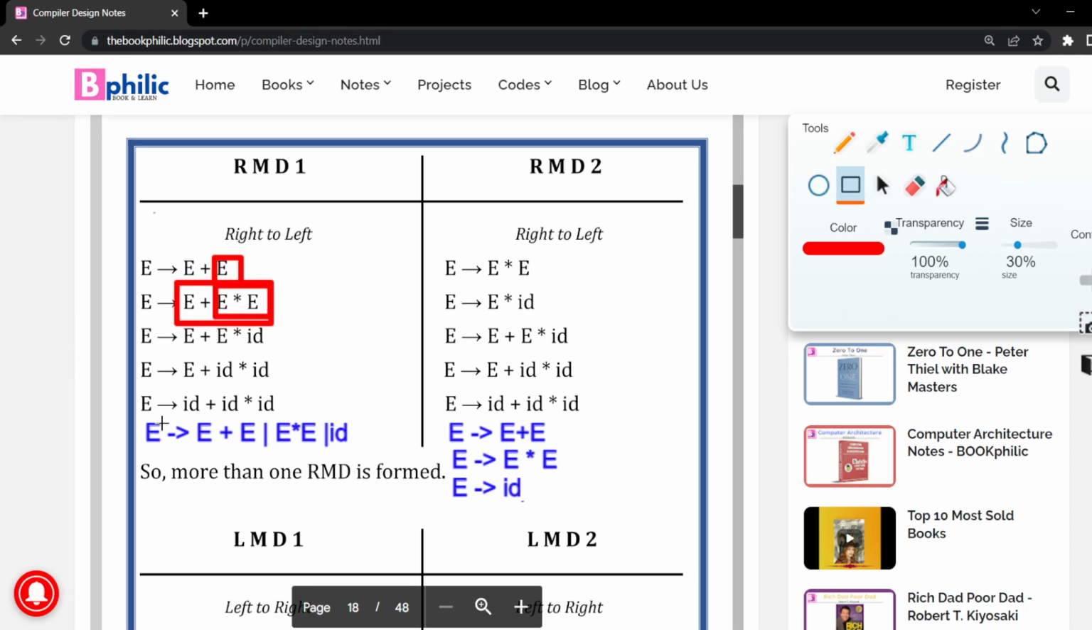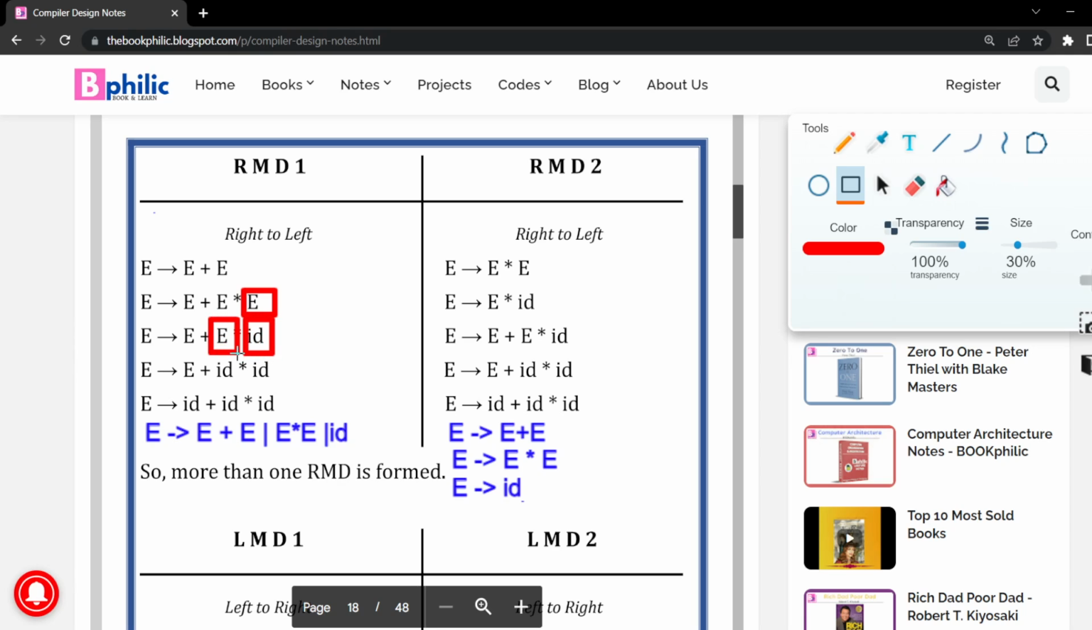Now you can understand that all capital E must be derived into ID, so that we can ultimately get this capital E derives ID plus ID star ID. But we cannot derive at once, we have to derive one by one. So for that we are deriving the rightmost capital E, that is the non-terminal, into ID, that is the terminal.